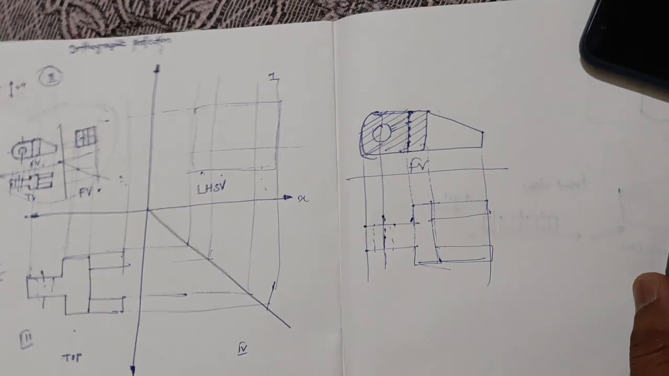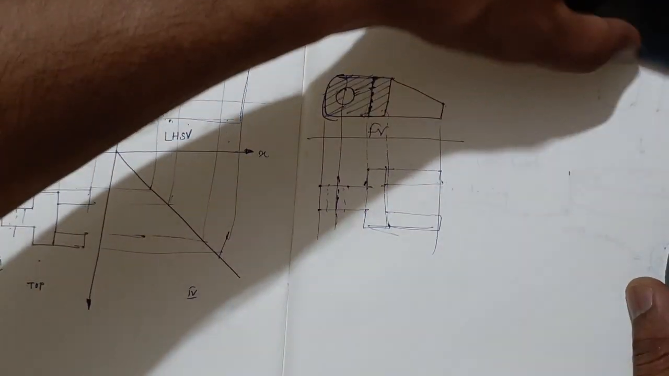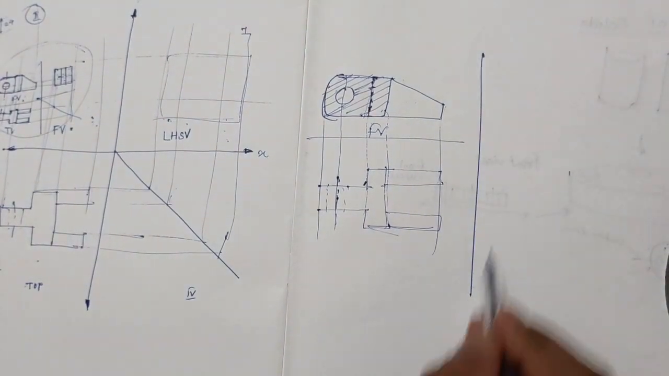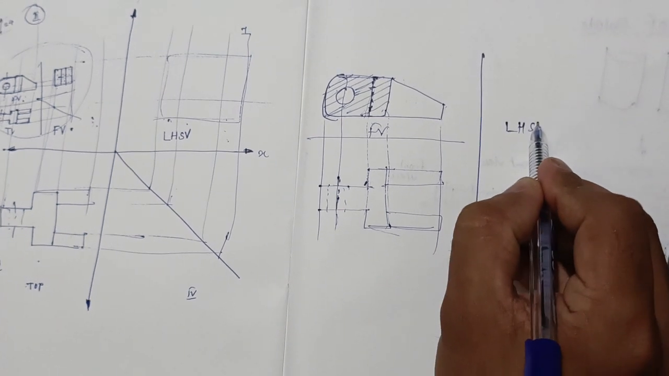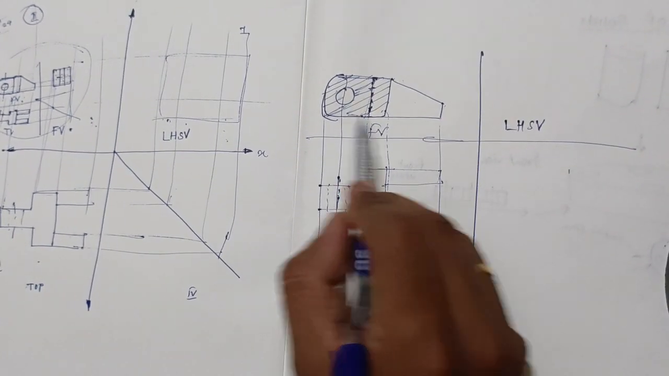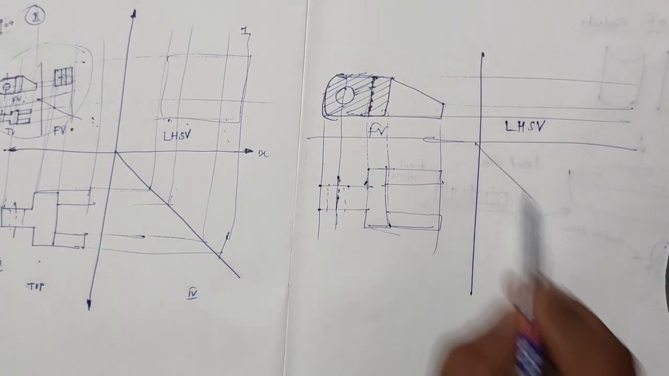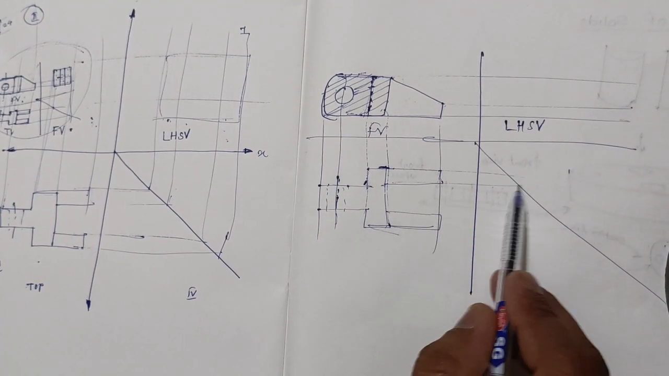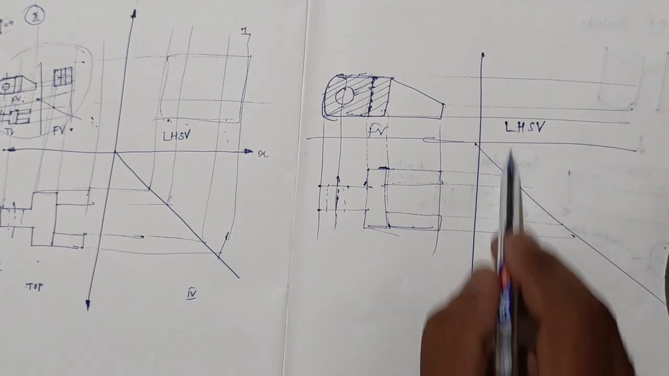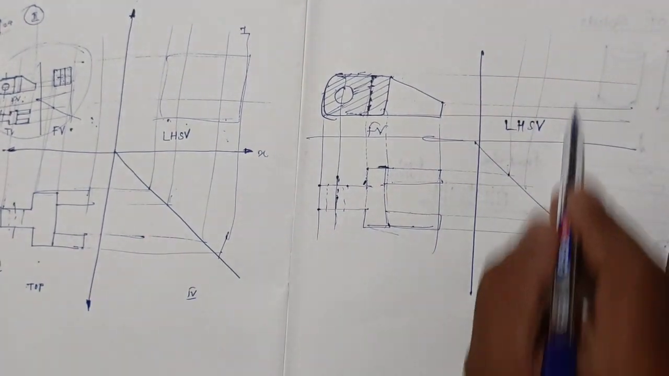And here, LHSV will be drawn over here. So you can transfer these projections. This is the 45-degree line. You can transfer projections here.